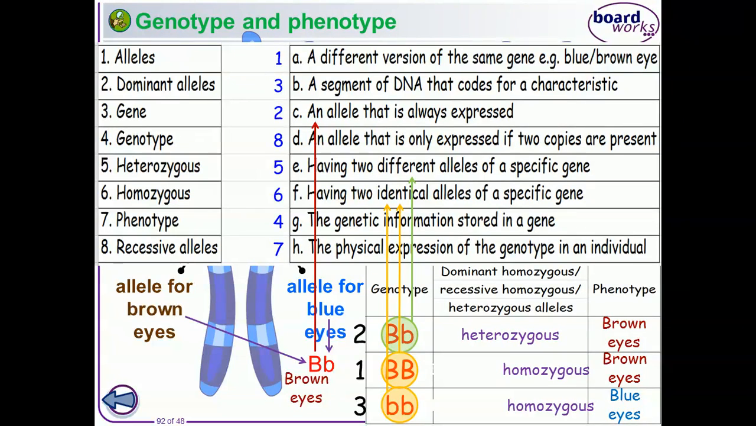So we can say that person 1, who has two capital B's, is dominant homozygous, because they contain two alleles that are the same, making them homozygous, and both of those alleles are the dominant alleles, so they are dominant homozygous. And we write those letters using capitals for dominant.